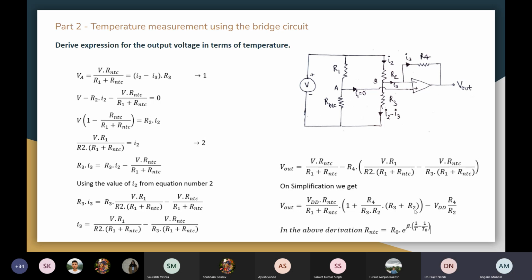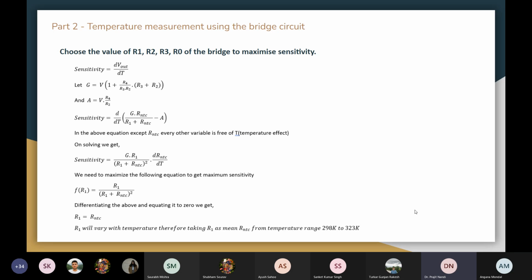Right, very good. Go ahead. Yeah, that's fine. Sir, skip it. Okay.